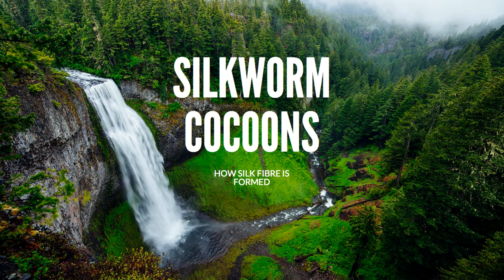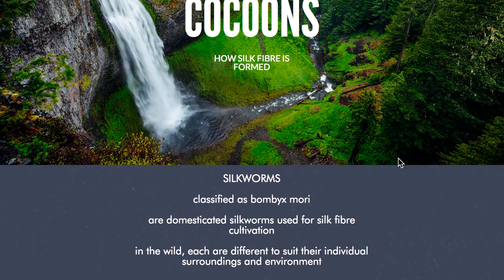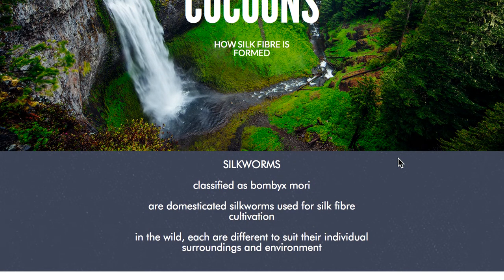I'll be talking about silk fiber formed in silkworm cocoons during cultivation. Firstly, silkworms are classified as Bombyx mori, and during my presentation, I will be focusing on domesticated silkworms that are used solely for the purpose of silk fiber cultivation. The reason why I've chosen to do this is because in the wild, each cocoon is different based on that larva's certain surroundings and needs. They will produce a different cocoon based on their predators, their temperature, and the environment that they're in.